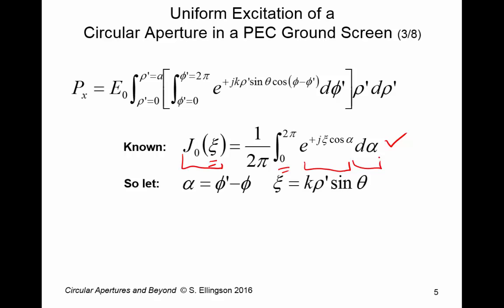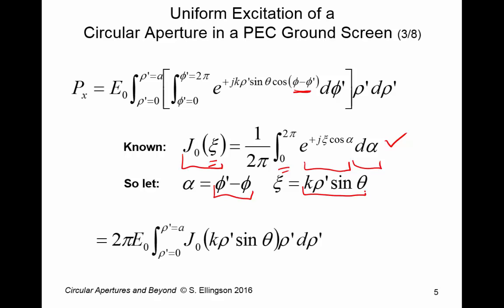So here, what we're going to do is let alpha be phi prime minus phi, corresponding to this thing here, and then xi be k rho prime sine theta. And if we make those substitutions, we can replace now the integral here, and it looks like this. So Px is 2 pi E naught times this integral, which is integrating over the zero-order Bessel function as shown here.